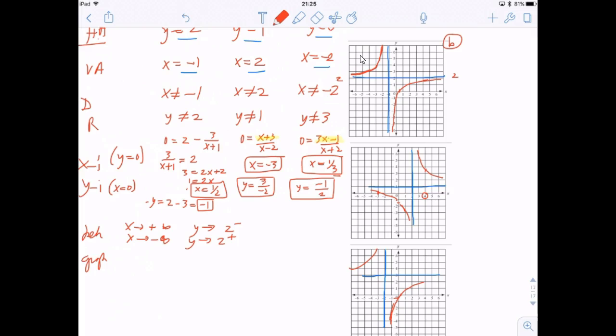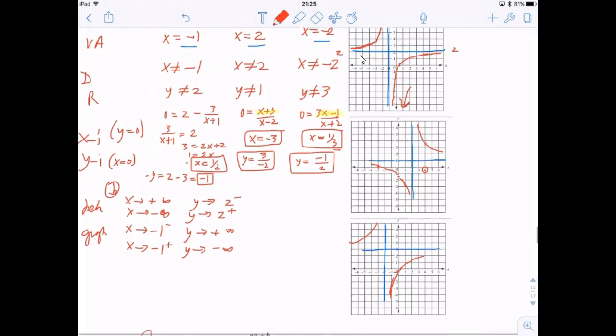And as x approaches, and now we're going to look at the vertical asymptotes, -1. So as x approaches -1 from the left, I can see that we're going to approach positive infinity, right? Y approaches positive infinity. As x approaches -1 from the right, then we approach negative infinity, right? Because we're going down here. Okay? So that's the behavior of B. Now we can do that with the others too.